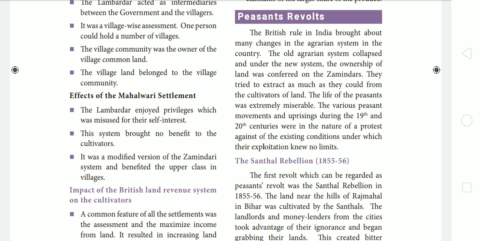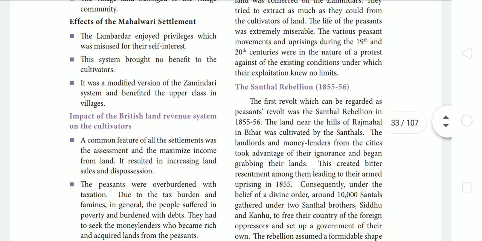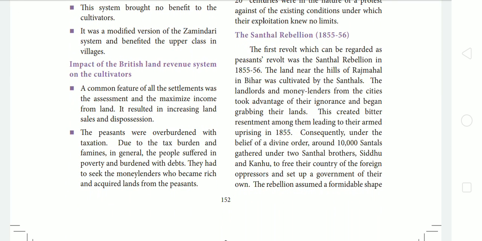The first one is the Santhal rebellion. The Santhal rebellion took place in the year 1855 to 1856. The first revolt which can be regarded as a peasants revolt was the Santhal rebellion in 1855 to 56.